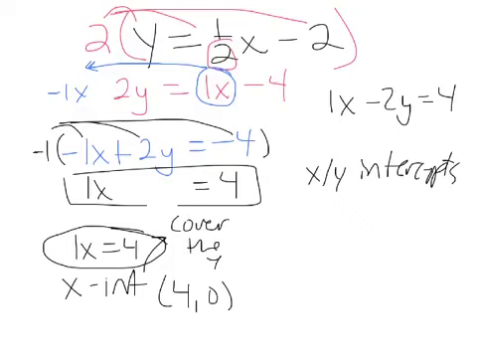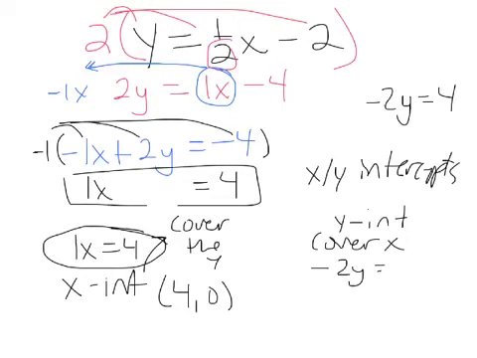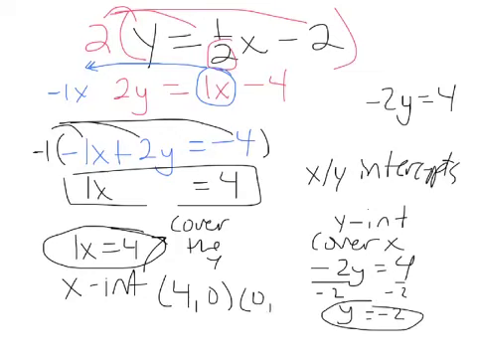Now if I want to find the y-intercept, I would cover the x, and then I write what's left here, which is negative 2y equals 4. And then I just solve that. So divide both sides by negative 2, and I get y equals negative 2. So this is my y-intercept, which is written as 0, negative 2. Hopefully this will help you on your test. Be ready tomorrow.